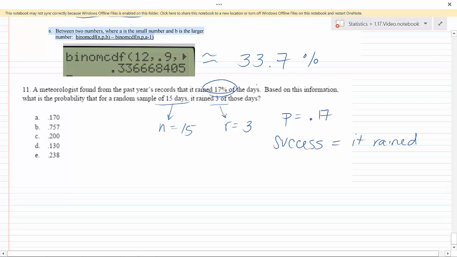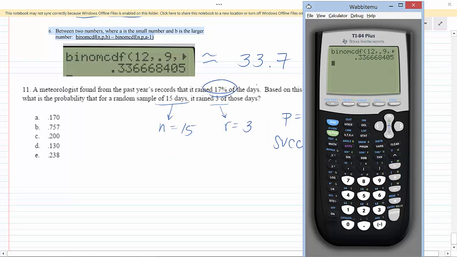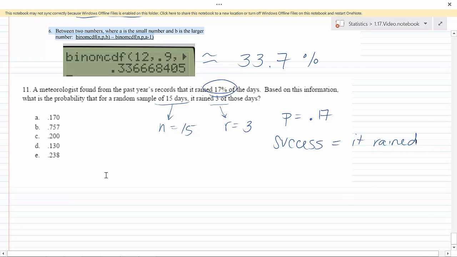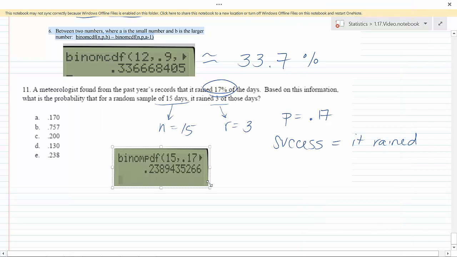So I'm going to go to my calculator. I'm looking for an exact value this time. So I'm going to do binom PDF. Second vars, alpha A. We have 15 trials, 0.17. And then R successes. So I see it's about 2.238, which matches answer E.